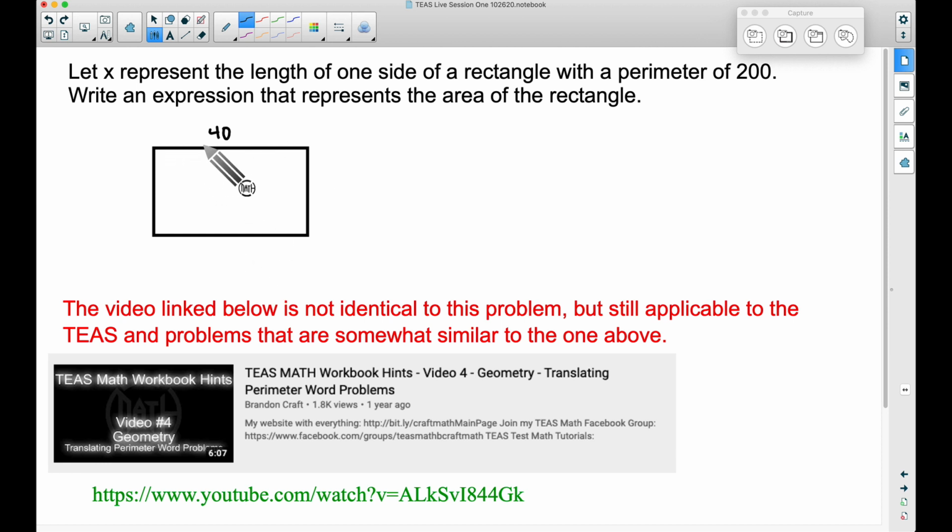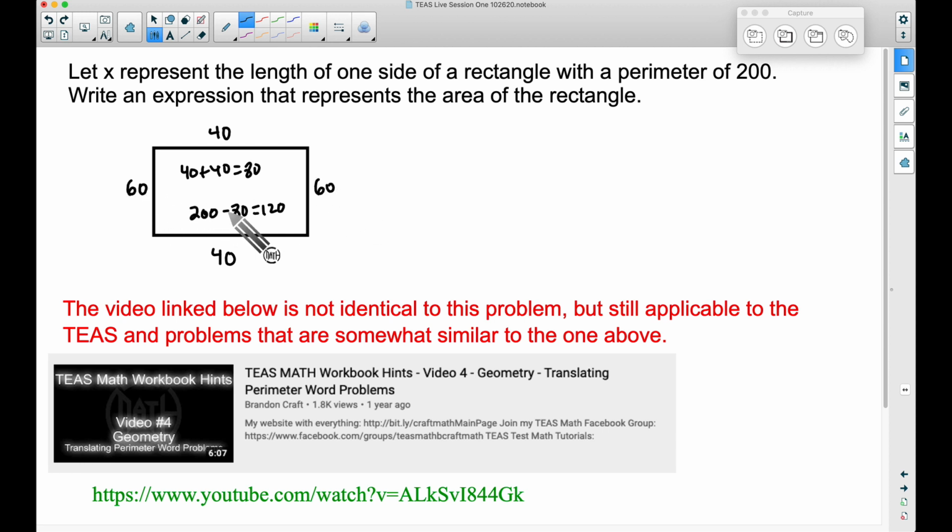Well, if that's 40 across this top part, this is also going to be 40 across the bottom part, right? Now, I know this looks longer, but here's the deal. If we take this 40 plus this 40, that gives you 80 for part of our perimeter. Well, remember, the perimeter is 200, so we still have an additional 120 left to go around this rectangle. And since these two sides are equal, this would have to be 60 and 60.